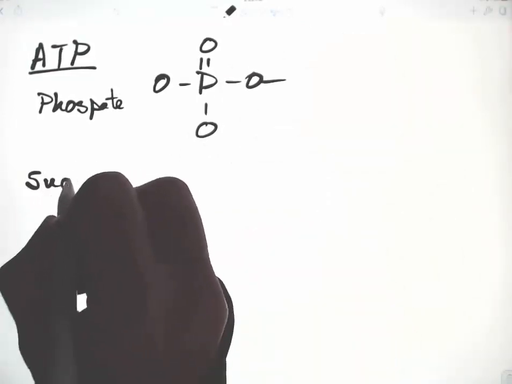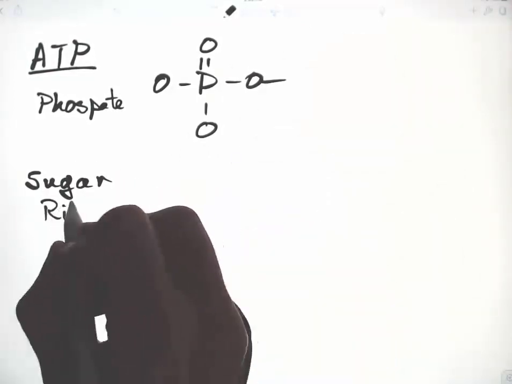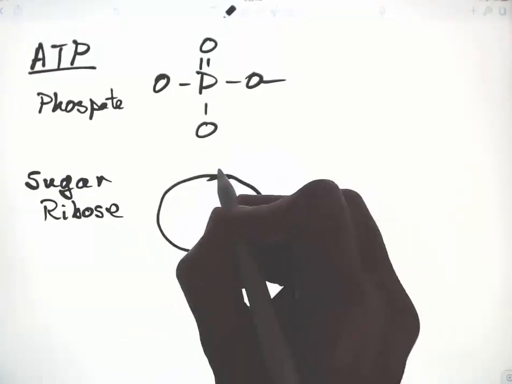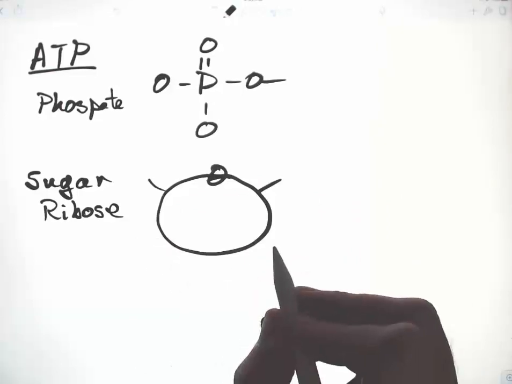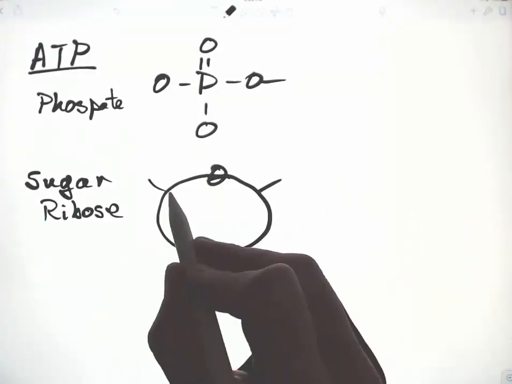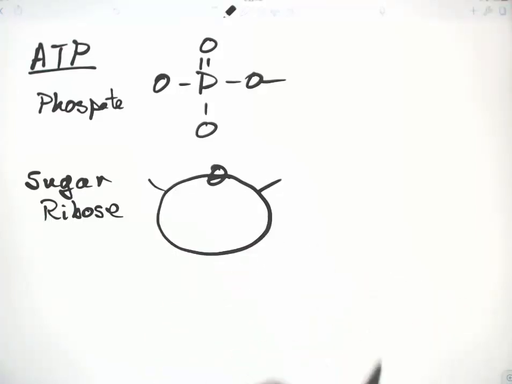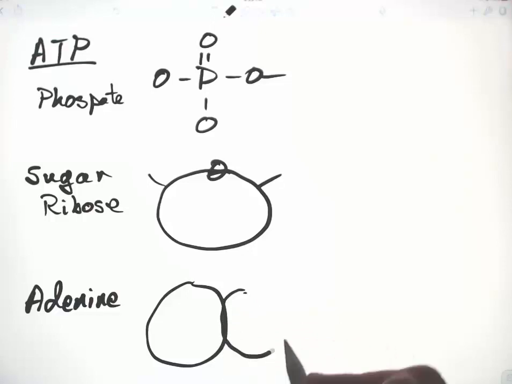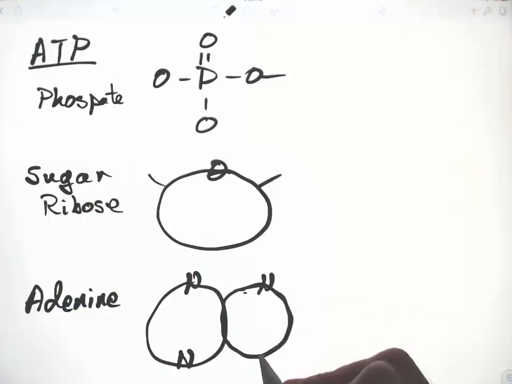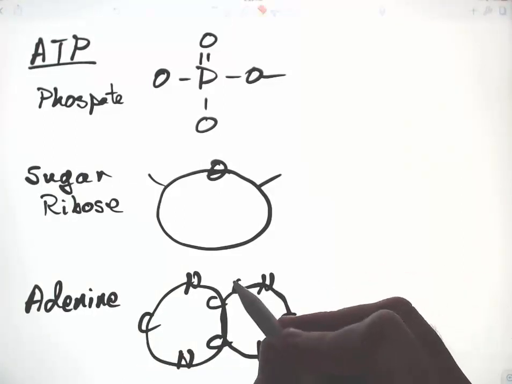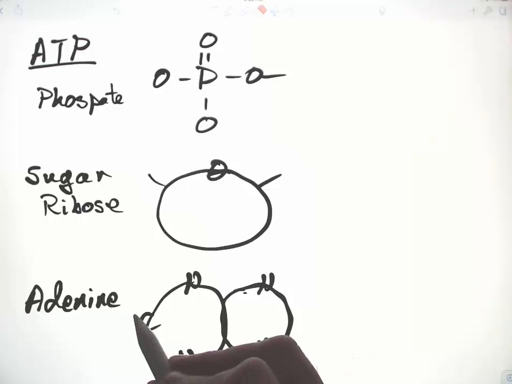The next piece is the sugar, or ribose in this case, if you decide you want to remember it. That sugar is a ring with an oxygen in it, and it can bind at either end, one end to adenine and the other to phosphates. You might decide you want to add the four carbons. I'll leave them off. And then adenine, which is two rings, each with two nitrogens, and maybe you'll want to add in the carbons, or maybe leave them off for now.